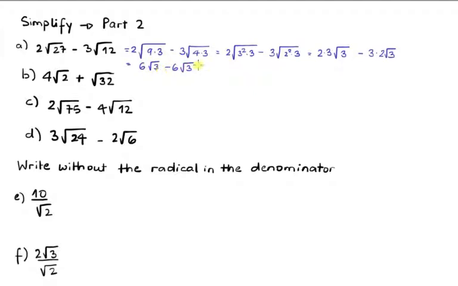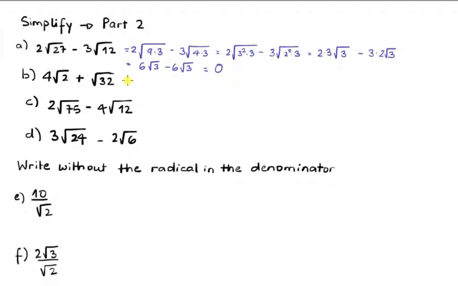Now I have the same radical, so I can make it 6 minus 6. Oh, that's just 0, so 0 root 3, which is actually just 0. Sorry about the little mistake there. It's meant to be 2. I hope I can copy stuff down correctly.